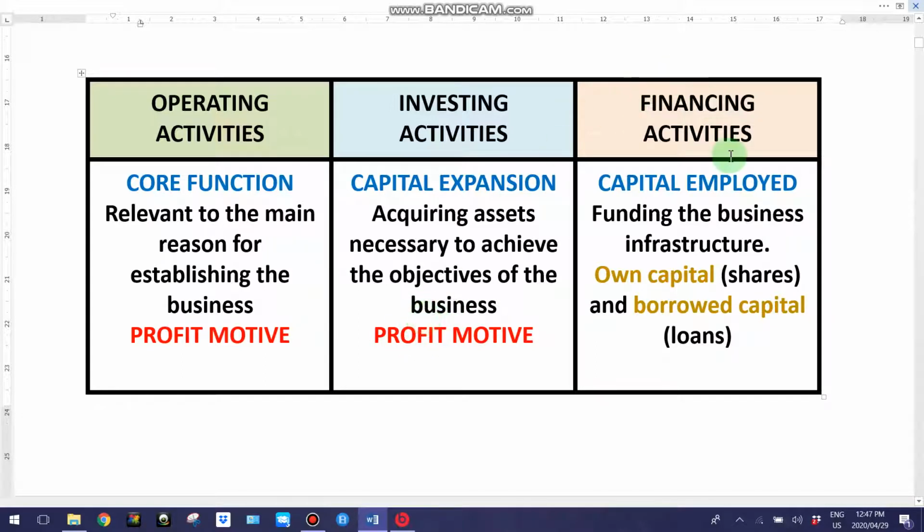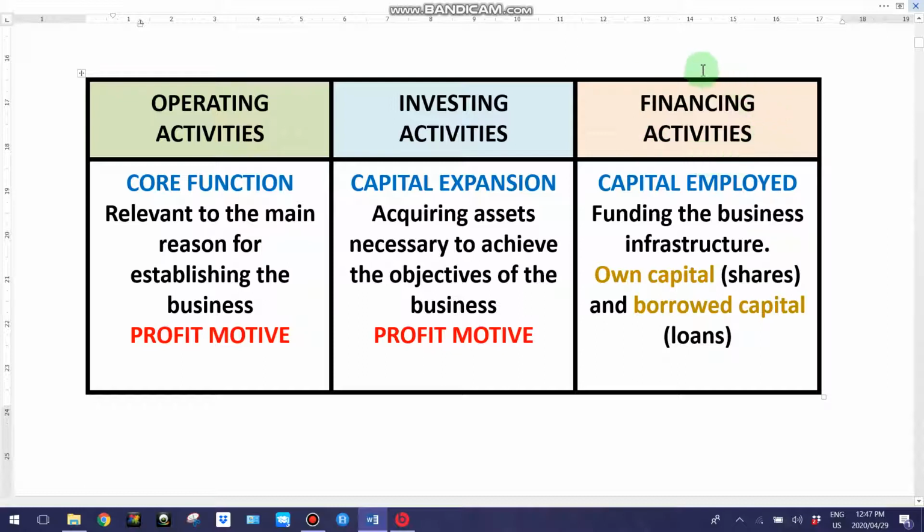Okay, the third section would focus on the financing activities. Financing activities would tell us where we got the money from in order to buy the assets which are used in our daily operations. So although we are moving in this direction from operating activities into investing activities, into financing activities, I'm sure you have gathered by now that the actual start is at this point here, the financing activities.